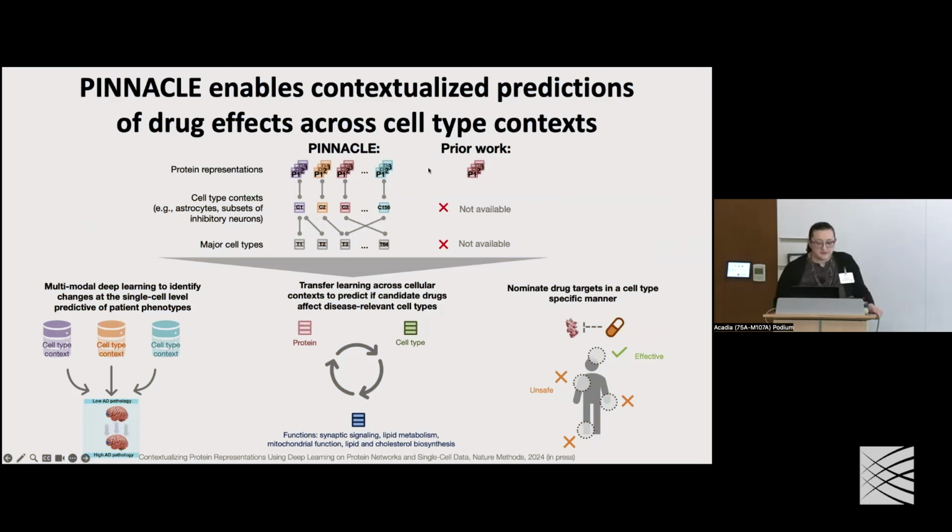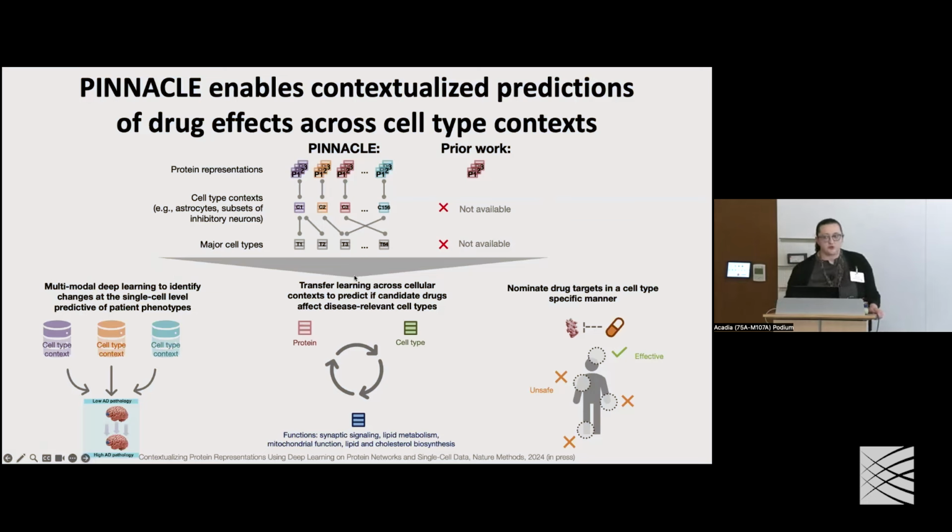But broadly, unlike prior work, where there is quite a remarkable set of methods that are generating protein representations, the unique feature of Pinnacle is that it enables contextualized prediction across cell type contexts. And so what that practically means is that we can, with Pinnacle, support analyses concerned with multimodal deep learning, for example, where we expect certain cell types in biological contexts to be associated with ultimately disease or drug phenotypes. And we have ongoing projects in that area related to Alzheimer's and Parkinson's disease.